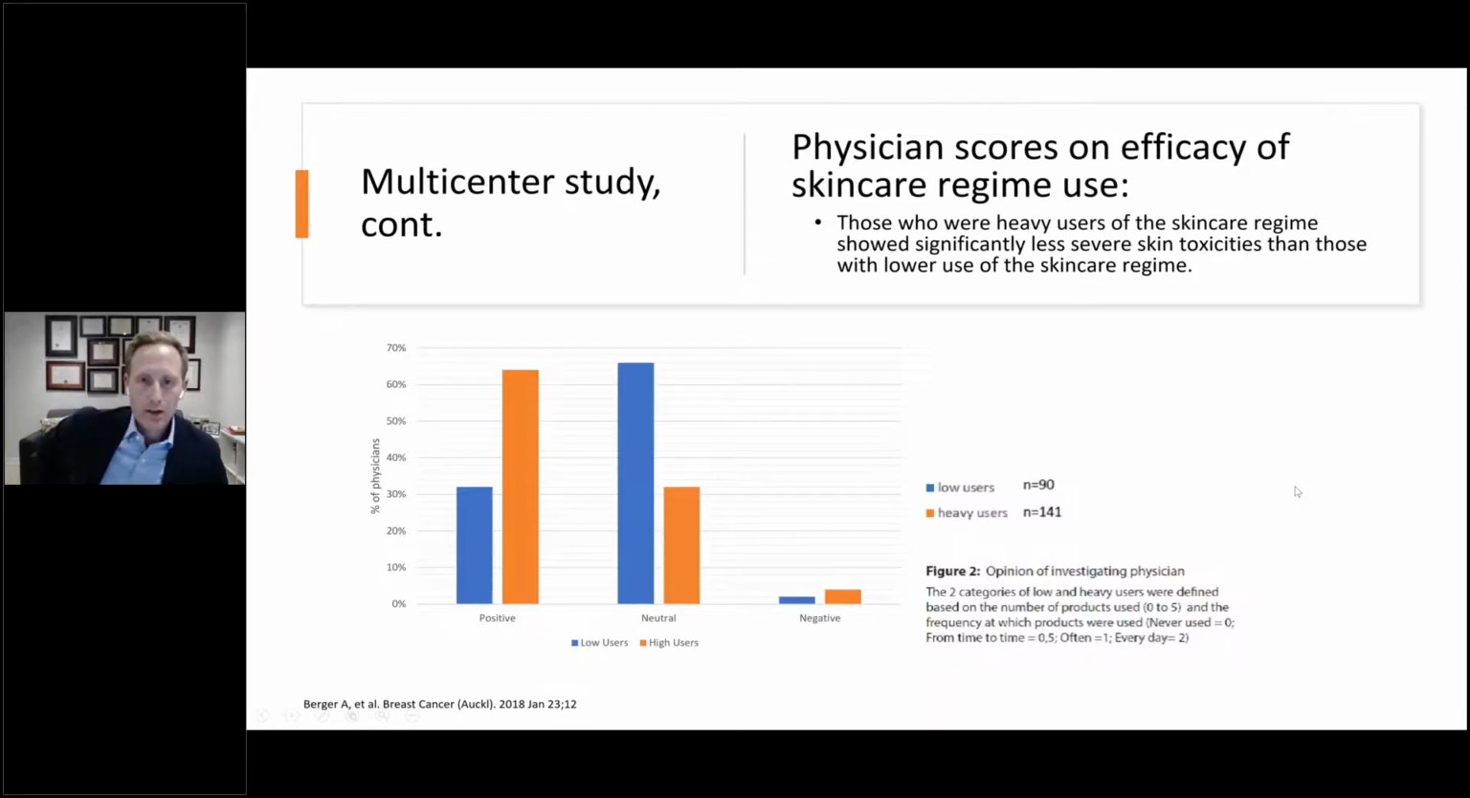Then the physicians were asked to score the efficacy of the skincare regimen. And this was really just clinical assessment. And so the physicians for the high users had a positive or neutral scoring of the efficacy of the skincare regimen, much more so than the low users, as you can see.